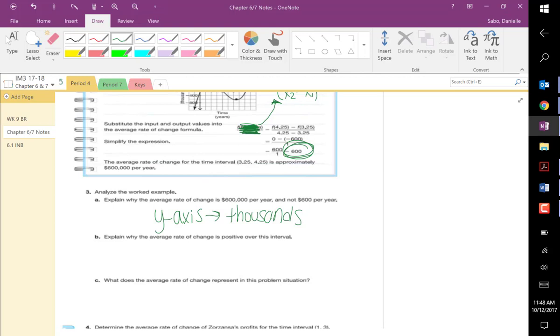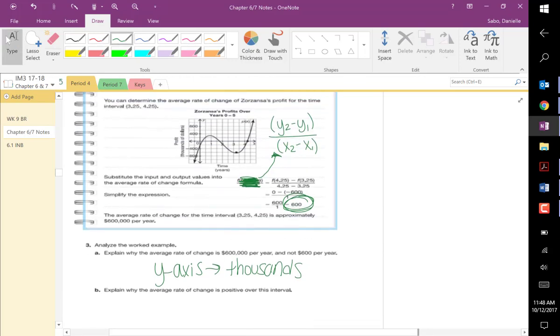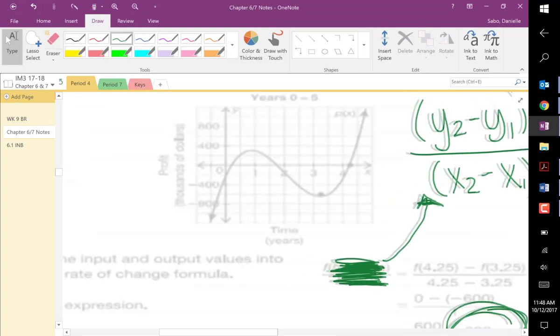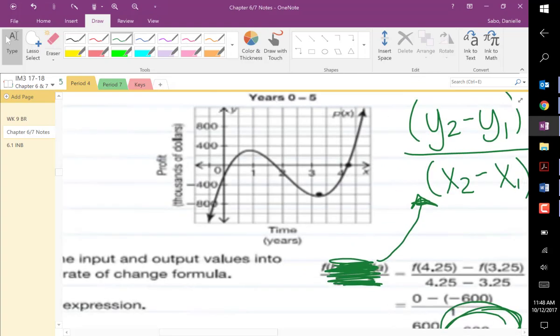Okay, explain why the average rate of change is positive. Okay, this one's a good one. So if you can explain this, I'm going to give you an airhead. Oh, come on. There we go. So we're going from, I just want to check out here, we're going from year 4.25 to 3.25. So from right here to here in orange.